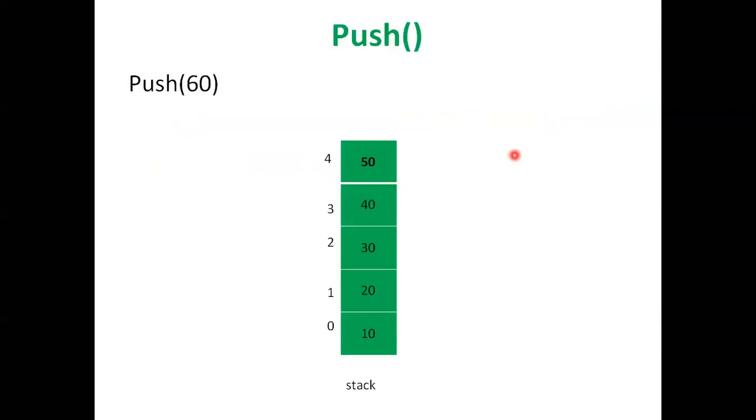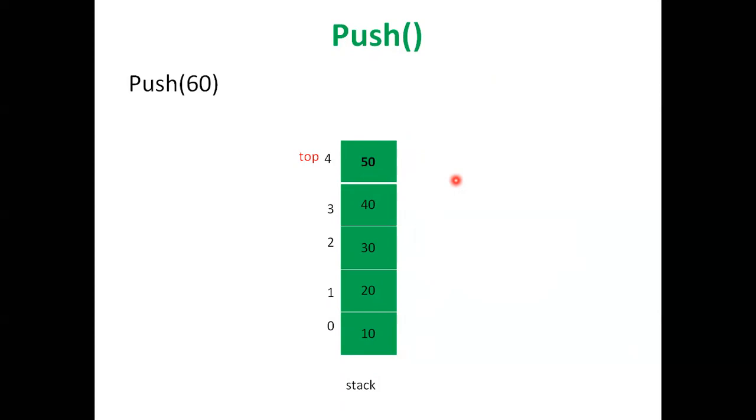Suppose we take one stack example. Our stack name is stack. It contains five elements, from position 0 to position 4. Top is always indicating the last inserted element. So the last inserted element is the index 4 element, that is 50.